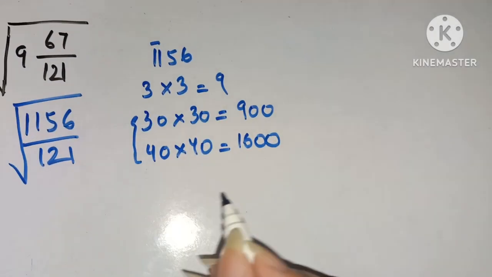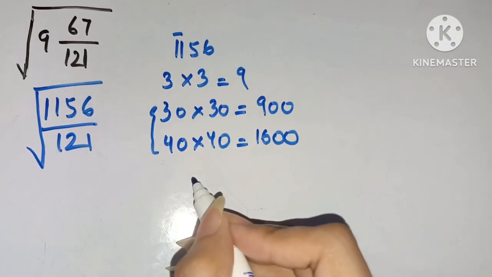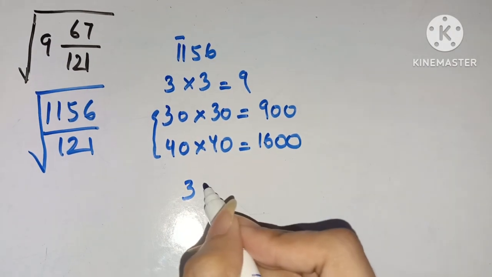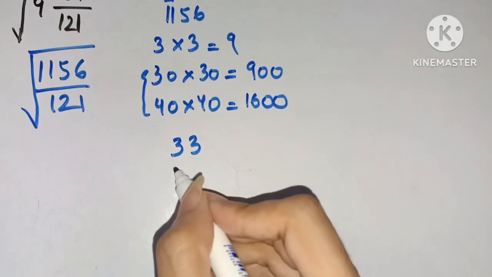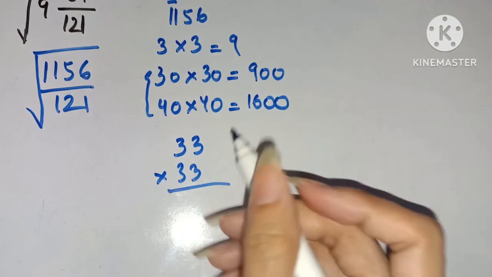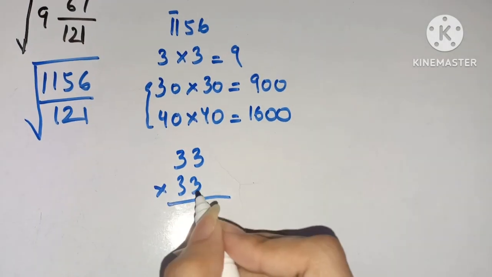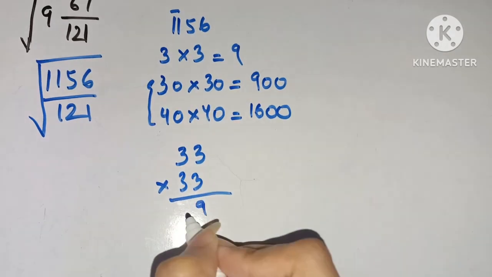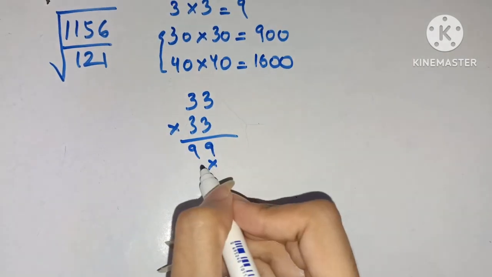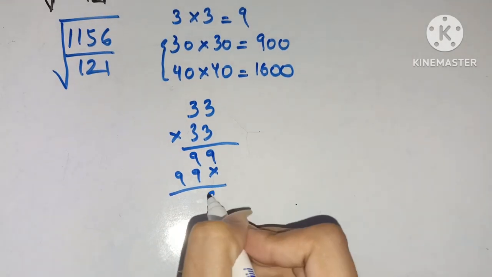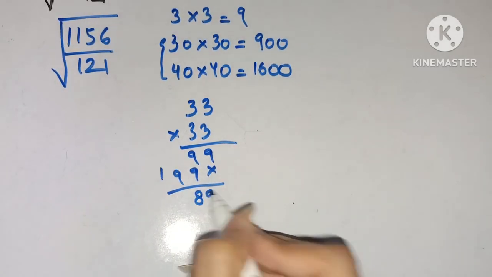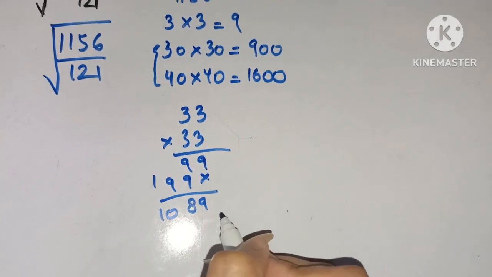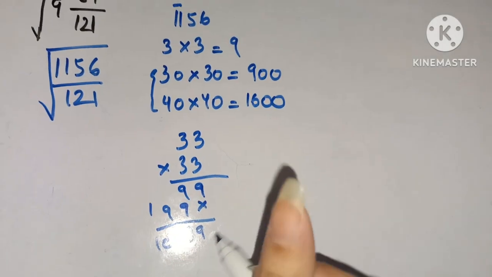So we can check it. First of all, we can multiply 33 with 33 to check whether we will get this number or not. So 3 3s is 9 and 3 3s is 9. Then again 9 and 9. So 9 will come as it is, and 9 plus 9 is 18. And 1089 is coming. So it is a smaller number than 1156.